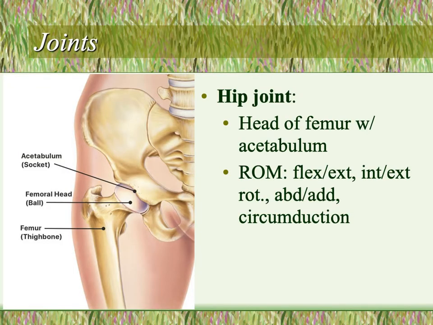So, our joints. In our hip, we've got the hip joint. That's the head of the femur. You can see in the picture the ball of the head of the femur and the acetabulum. That's the area of the pelvis where the ball of the femur goes into. This is called a ball and socket joint. The hip has a lot of range of motion, which I'll show in a picture in a little bit. We have flexion, extension, internal and external rotation, abduction and adduction, and circumduction. Circumduction is when we combine all those motions together.